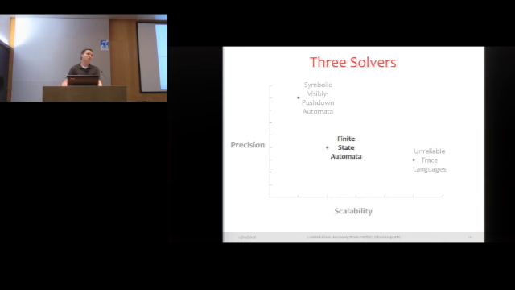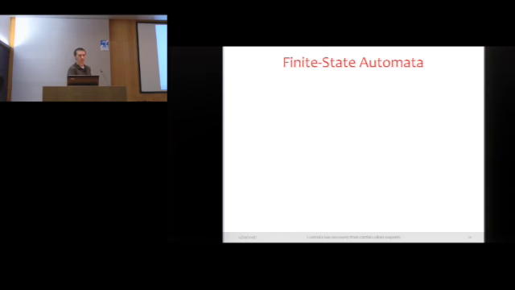Now this S-VPA solver is quite precise, as we'll see when I get to experiments, but it requires computing intersections over these automata, which can be quite an expensive operation. So the next solver I'll describe instead uses regular languages and finite state automata to trade off some of this precision and expressiveness for scalability.